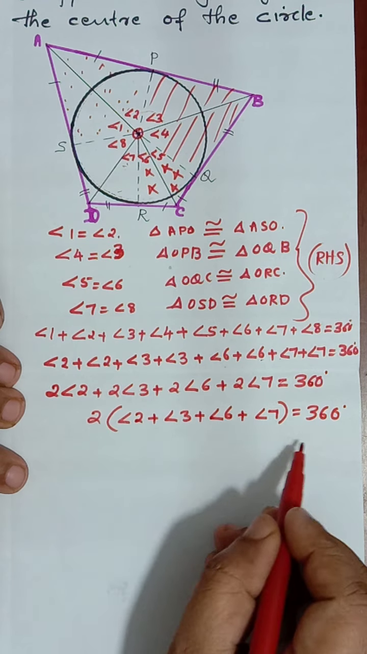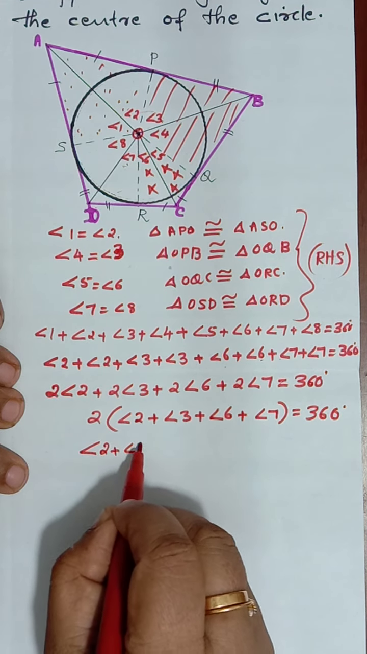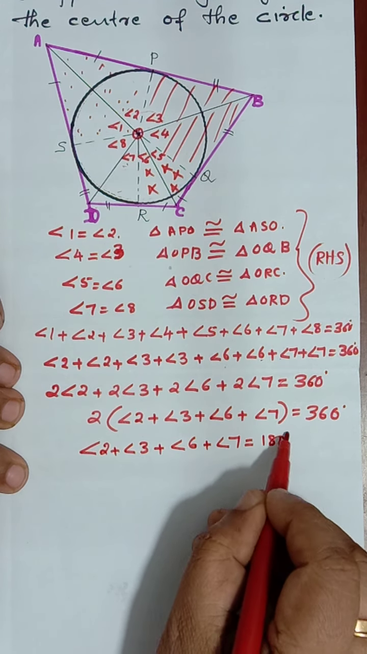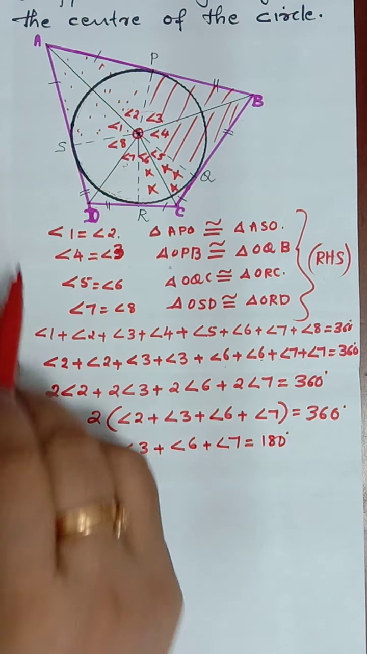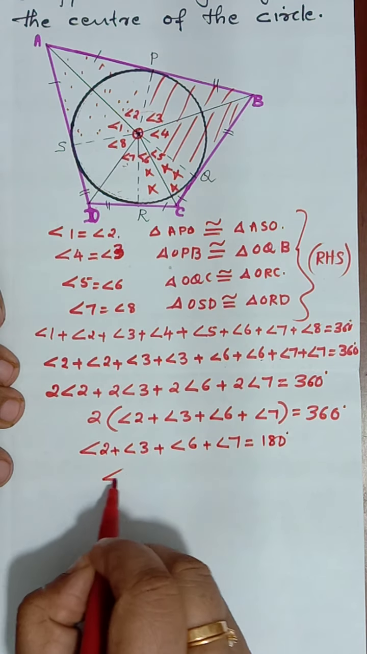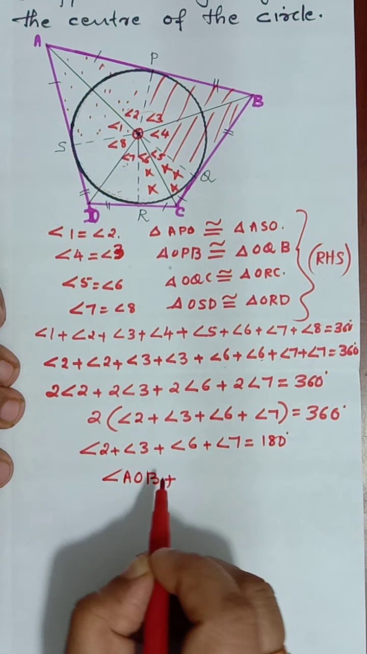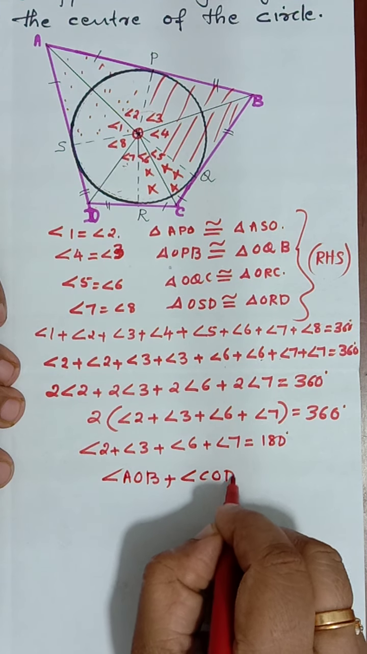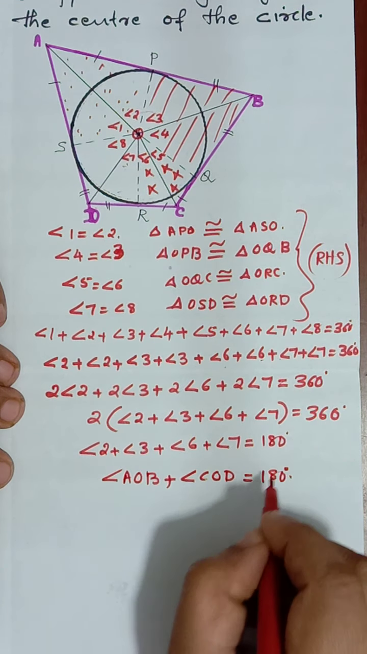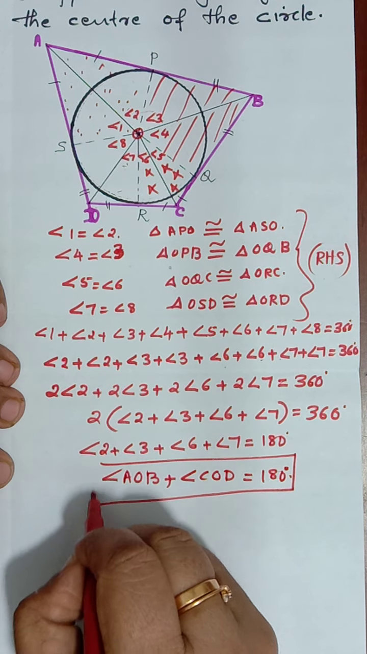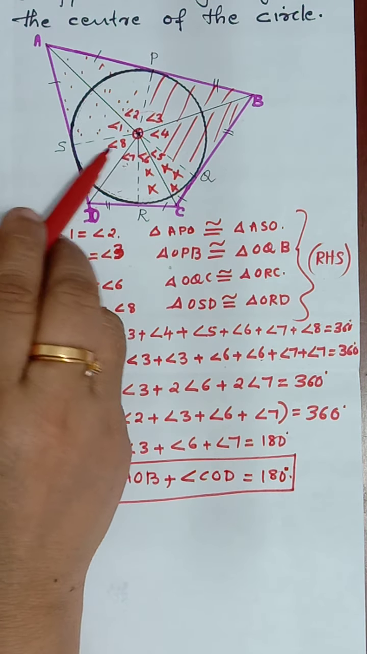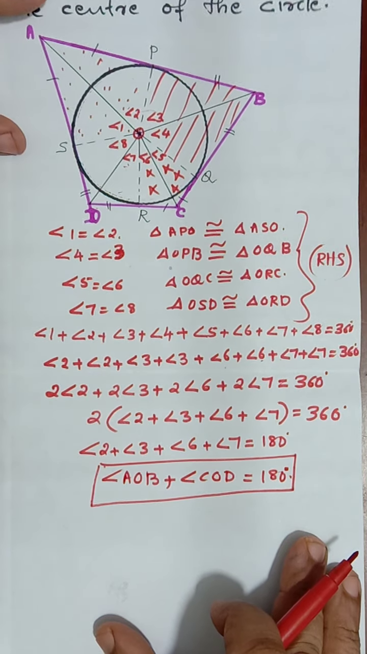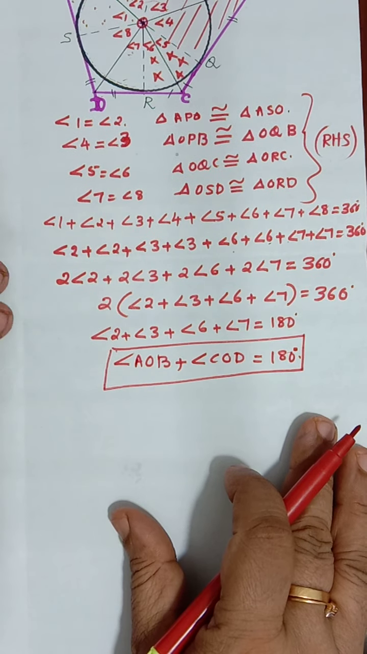Now take 2 to the other side, and it becomes angle 2 plus 3 plus 6 plus 7 equals 180 degrees. What is this 2 plus 3? Isn't it angle AOB? Angle AOB plus angle 6 plus angle 7, isn't it angle COD? Angle COD equals 180 degrees. They are supplementary. Similarly, we can prove 1 plus 8 and 4 plus 5. Consider the same equation and we have to change other numbers. 1, 8, 4, 5 we will keep.